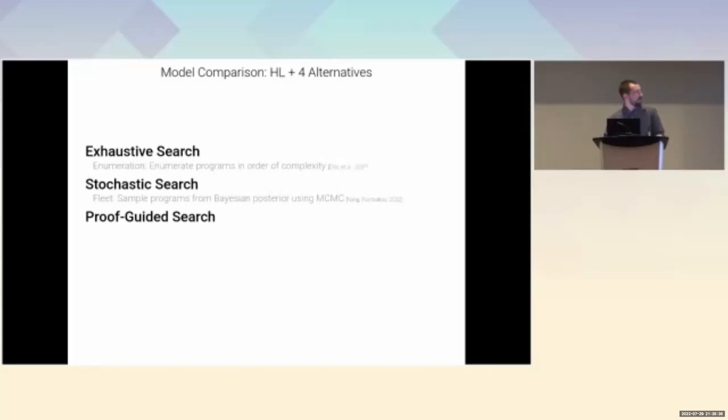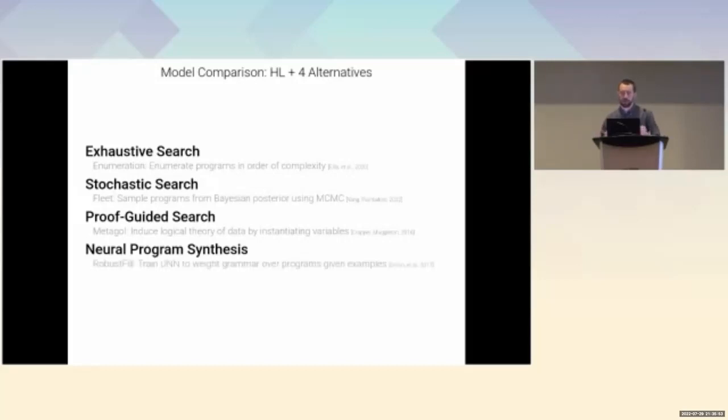The third is a form of proof-guided search. So you represent the problem as a logical theory with some variables that you need to instantiate in order to solve the problem. And we specifically use Metagol, which is a first-order logic system. And the final model is called RobustFill. So it trains a deep network on millions of programs and input-output pairs to produce a distribution over programs conditioned on data.